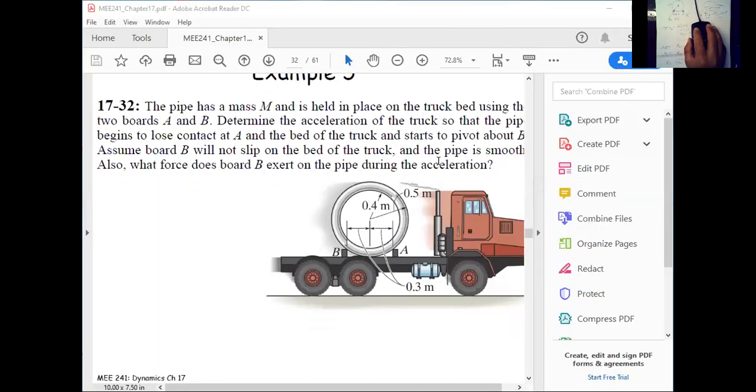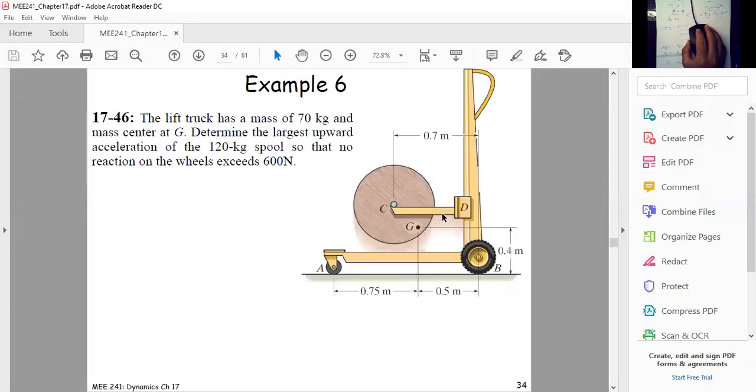Okay, so let us look into another problem, which is that problem here. Here we have a lift truck, which is lifting that spool. The truck, the yellow part, has a mass of 70 kilograms, and the center of gravity for the truck is at G. We need to find the largest upward acceleration of the 120 kilogram spool so that the reaction on the wheels doesn't exceed 600 Newton, right?